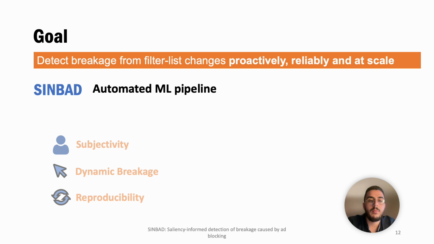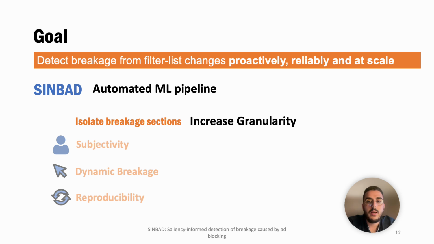To try to address the previous concerns, we introduced SINBAD, which is an automated machine learning pipeline. SINBAD increases the granularity by classifying sections of the web page separately as broken or not, rather than judging the full page directly. This is motivated by the fact that a broken ad blocker version could still block a legitimate ad on some section and break another section.